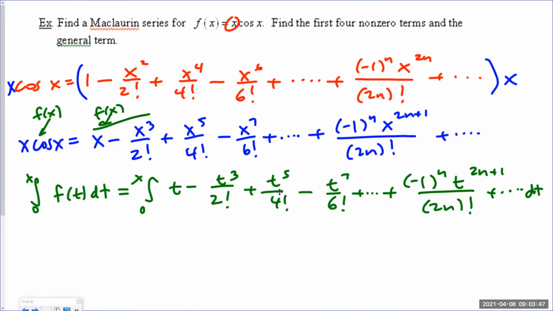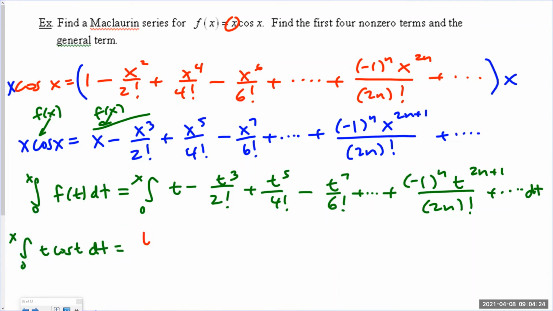Okay, and I want to take the integral of this. And so you can take the integral of both sides. So what it's saying is if I took the integral of this, kind of funky, but t cosine t dt, from 0 to x, this would be equal to this side over here. So just like you could take the derivative of each term, you can take the antiderivative of each term. So what's the antiderivative of t? What's the antiderivative of t?